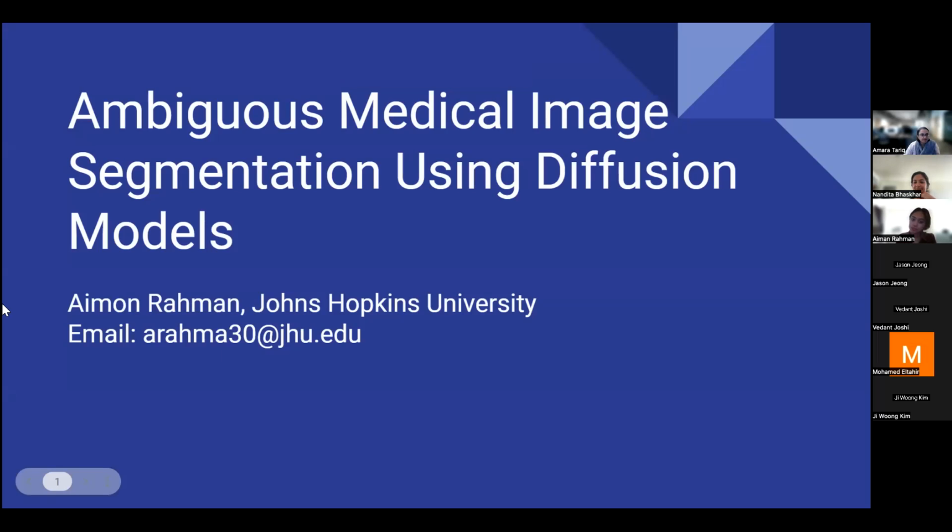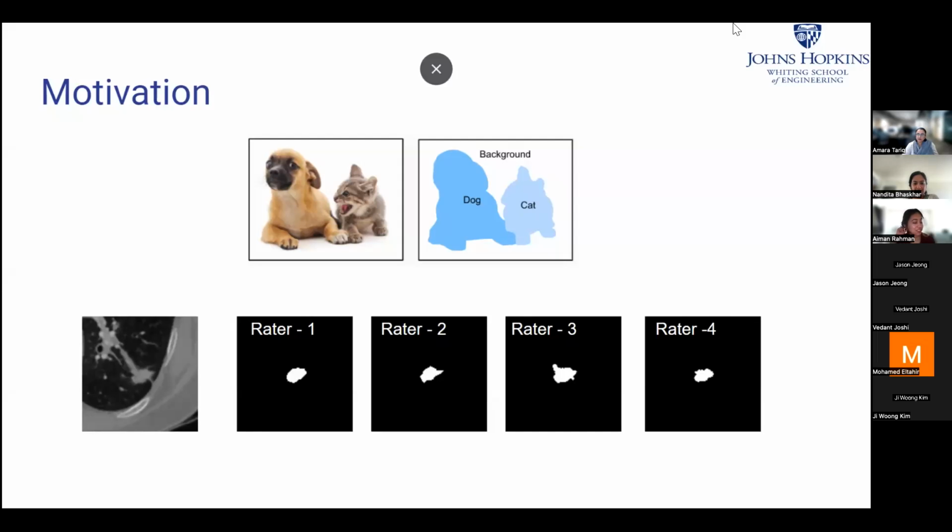So, hi everyone. Today we're going to talk about ambiguous medical image segmentation using diffusion models. Let's talk about the motivation first, what we're trying to do here. If you look at any natural image, you can see this is a dog and it's a segmentation mask of a dog, and this is a cat and it's a mask of a cat. There's no debate about it. Almost everyone will agree that this is an accurate mask for a dog, or this is an accurate mask for a cat. So there's no ambiguity in this case.